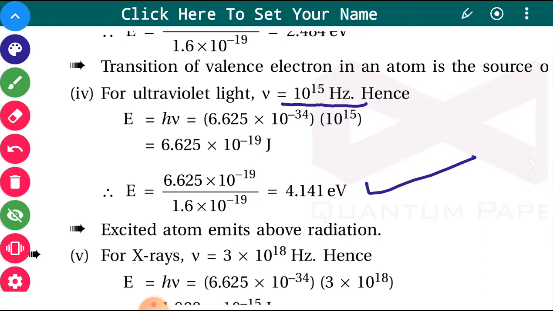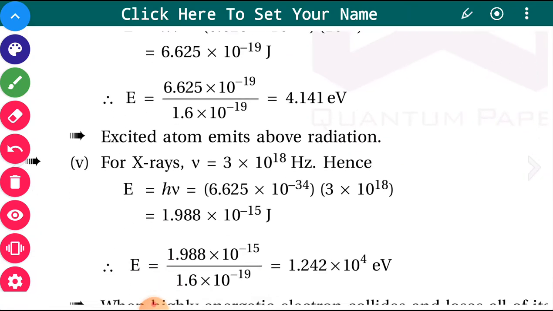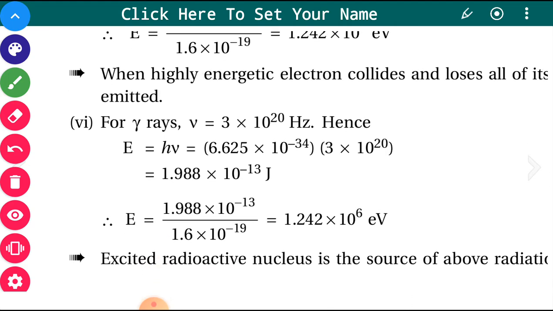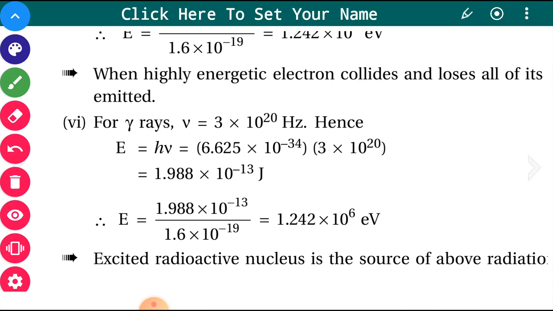For X-rays the nu is very high, 3 × 10 raised to 18 hertz. Get the value of energy. See, as the frequency increases, the energy of the photon increases. Similarly you can calculate for gamma rays. The photon has the energy 1.242 × 10 to the power 6 electron volt. Very easy calculation. Here the numerical part is over. Thank you very much.